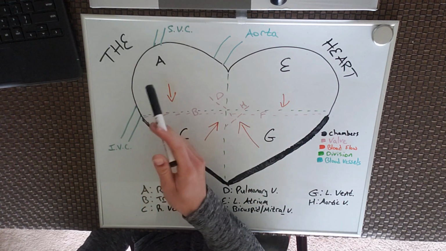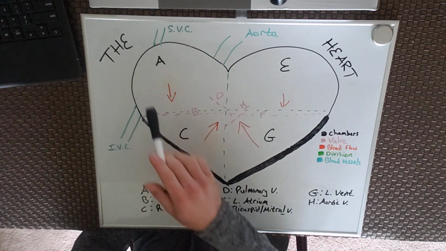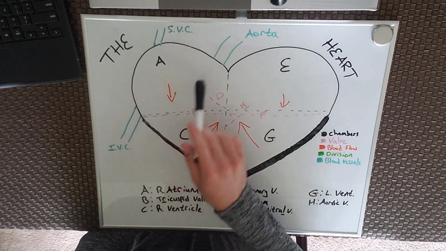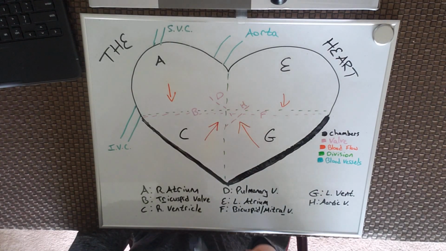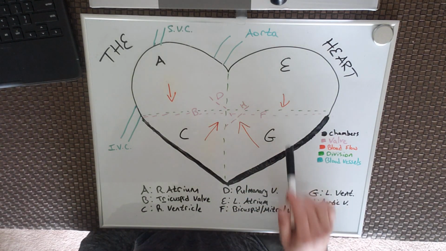Even though this looks like the left, this is really the right side because we're looking at it from the patient's view. So this is the right side and this is the left side. And again, the four chambers are right atrium, right ventricle, left atrium, left ventricle.